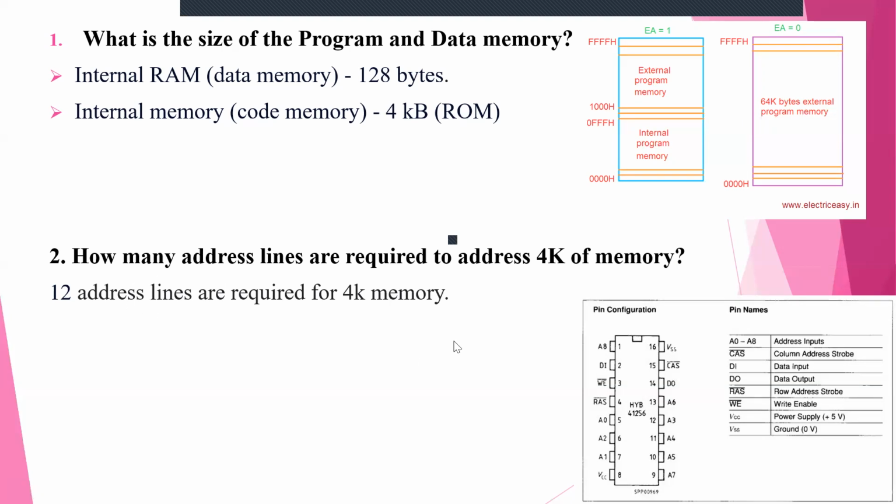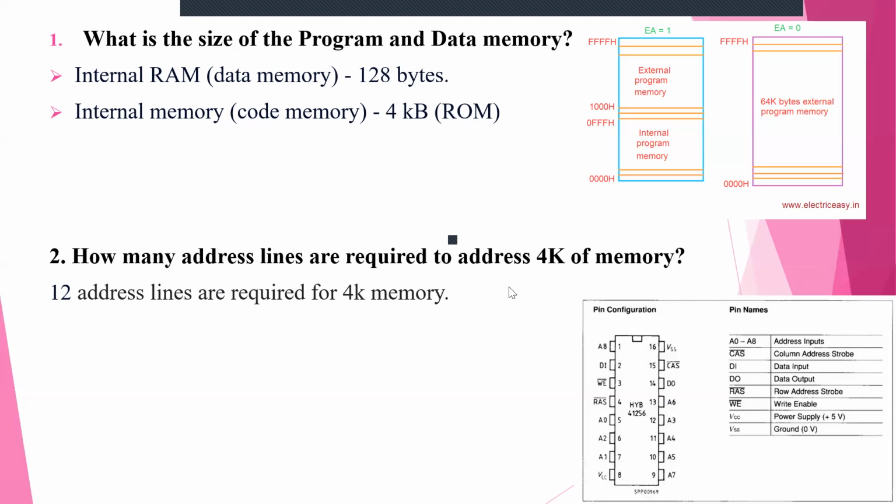What are all the 12 addresses? These are the pins: data input, data output, address inputs, ground. For address inputs you have A0 to A8, so 9 pins as address inputs. Other than that, you have data input and data output. All these are the address lines.